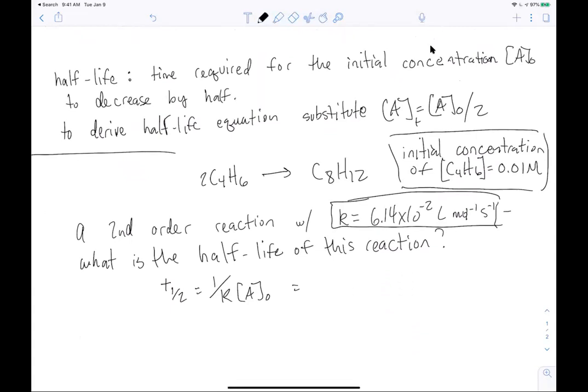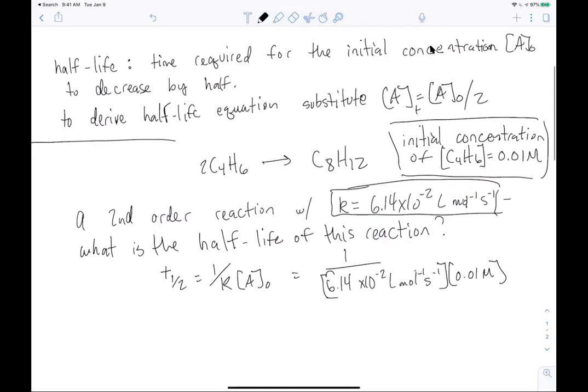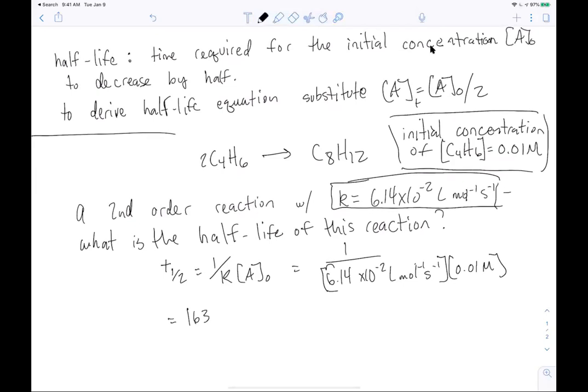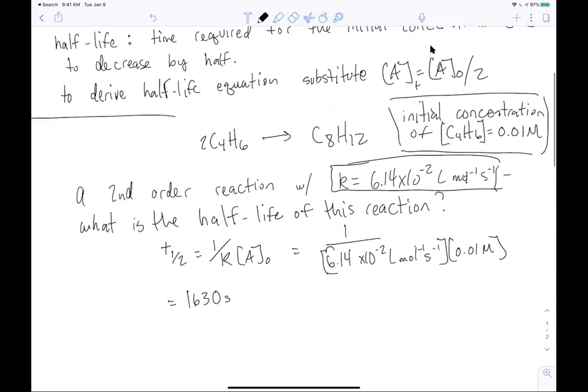And so it really just comes down to plugging in some numbers here. So you'd end up with this, and if we punch that into the calculator, we end up with 1,630 seconds. So what does this mean? Like, what is the half-life?